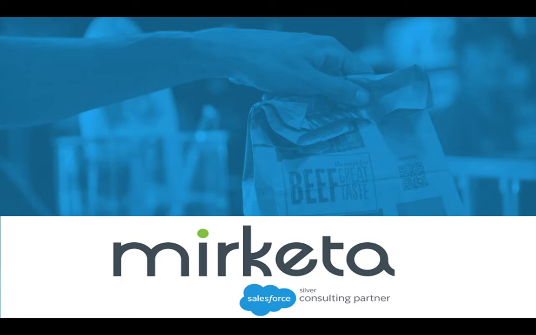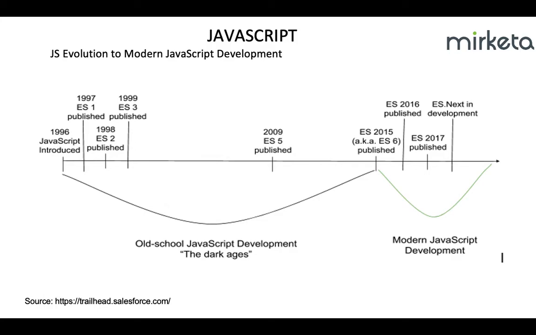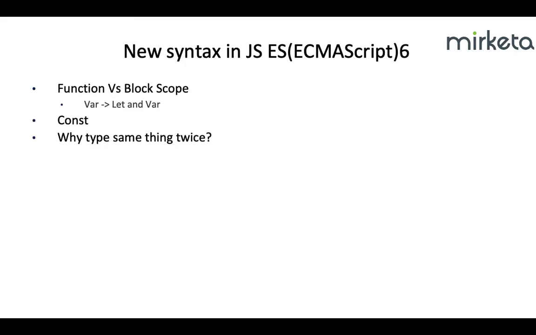I'm going to talk about some of the ES6 JavaScript features. Before that, if you see the JavaScript graph here, for almost 20 years there were not many updates in JavaScript. But in 2015, ES6 was released, and after that, the age is called Modern JavaScript Development. So it is important to know about ES6 features. Today we are going to see some basic ES6 features.